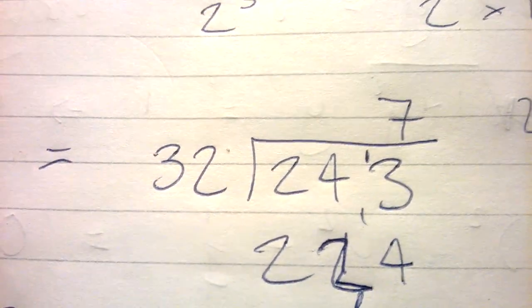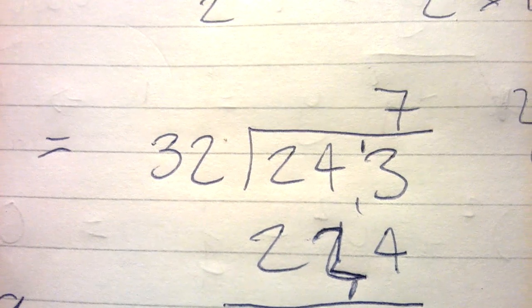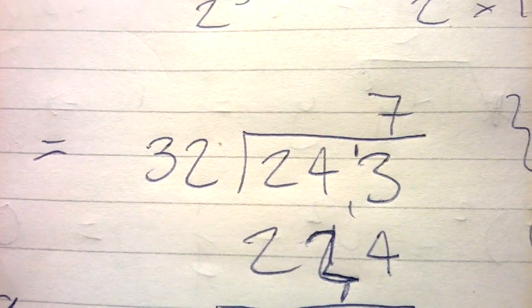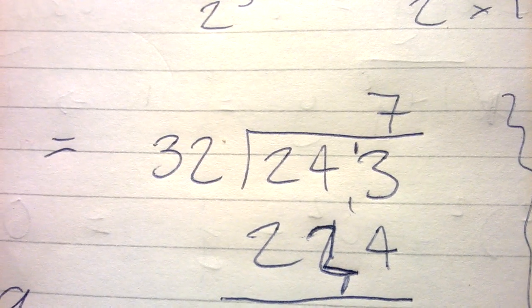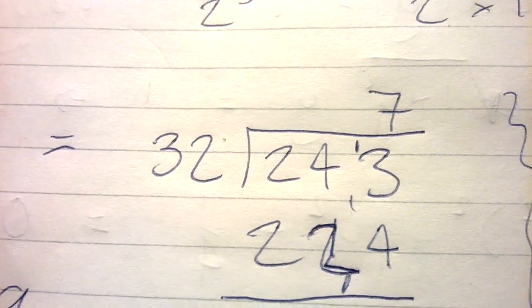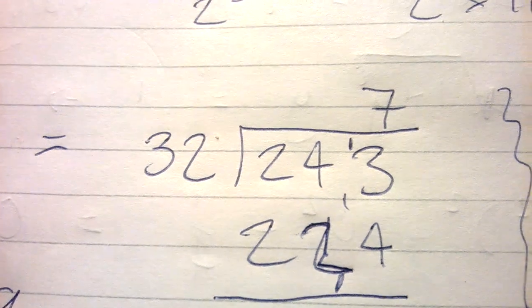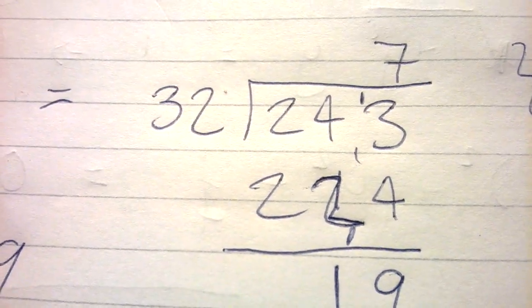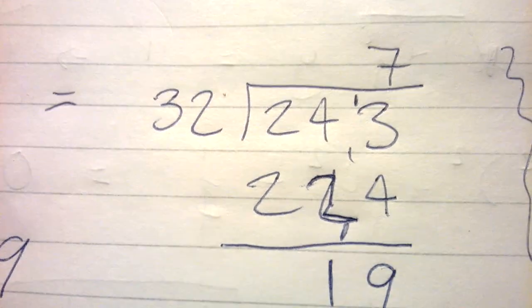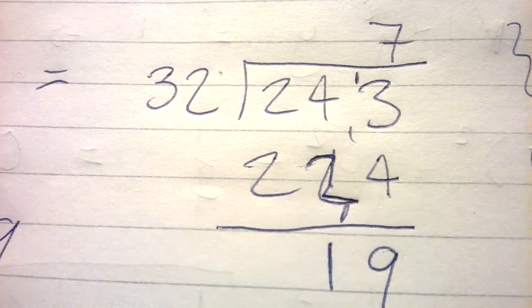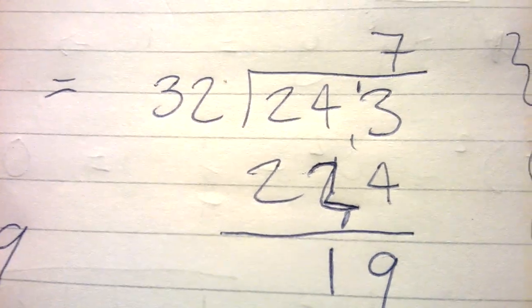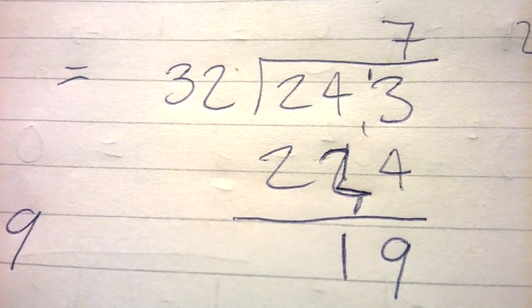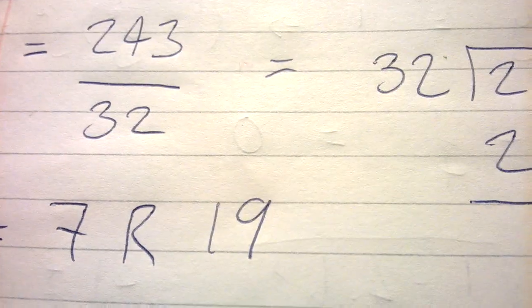So let's try subtracting 7 times 32 away from 243. 7 times 2 gives me 14, so that's 4 carry 1. And then 7 times 3 would be 21, plus the 1 is 22, so that gives me 224. The remainder then, 243 minus 224, is 19. Because 19 is less than 32, 7 is the correct value for the quotient. So it's 7 remainder 19.